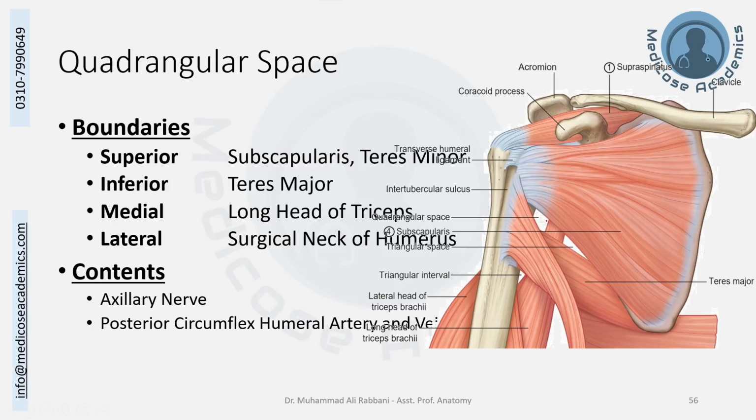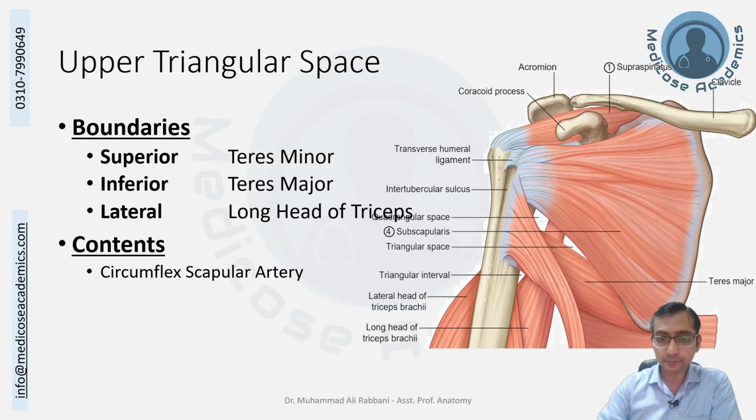So here, this is the quadrangular space, and it is created by subscapularis in front and above, and behind it above there is teres minor too. On the lateral aspect there is the humerus. On the medial aspect there is the long head of triceps. On the inferior aspect there is the upper border of teres major. So this is the quadrangular space. It contains the axillary nerve and the posterior circumflex humeral artery and vein. I will show you in the model too.